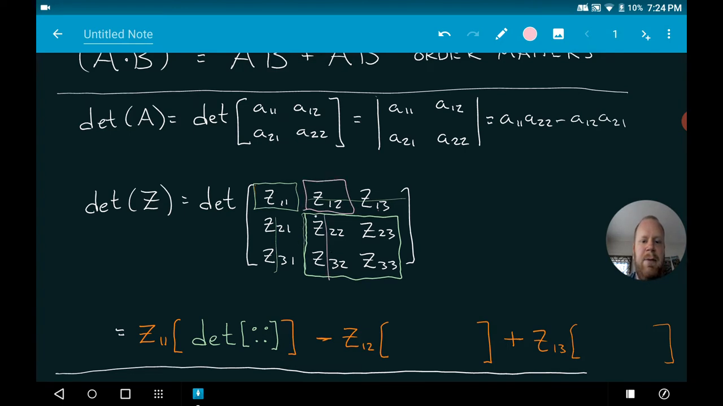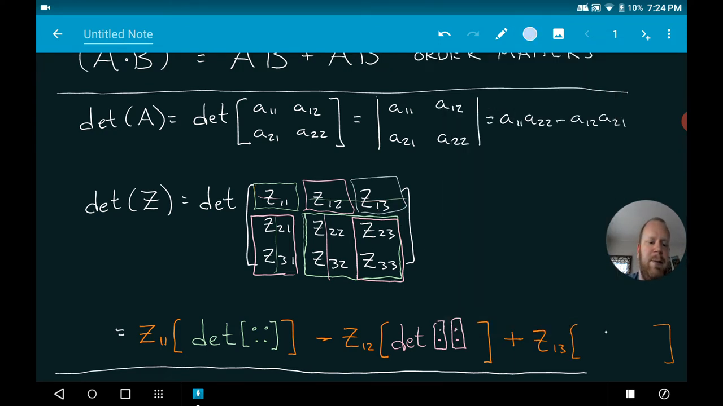Next one, Z12, means that we're going to look at the remaining ones. So that's going to be these two and these two, so it's split up across those two columns. And then the last one will just be what remains when we get rid of the third column, first row. So that'll be the determinant of all this stuff left over.